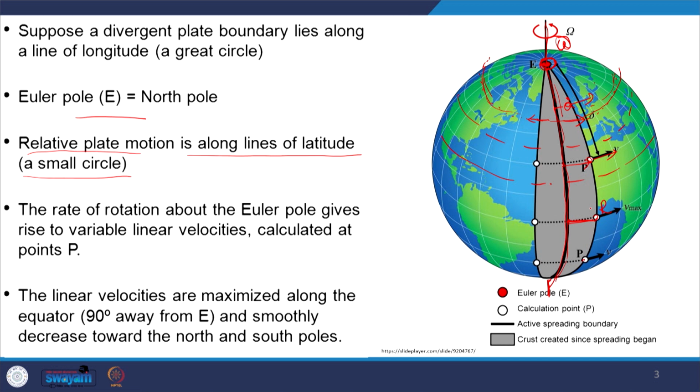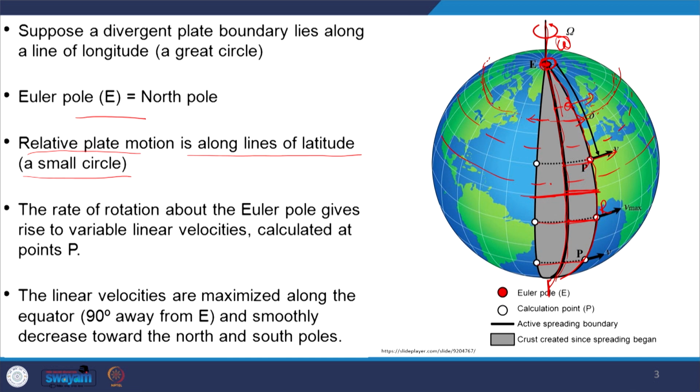That linear velocity depends upon certain factors. What are those factors? We will discuss in just a few minutes. Those linear velocities are maximized along the Euler's equator, that is 90 degrees from the Euler's pole, and it is minimum or 0 at the Euler's pole. If you see here, this maximum separation is occurring along the equator, and gradually as you move towards the Euler's pole, you see the distance is decreasing, but the maximum distance is here at the Euler's equator.